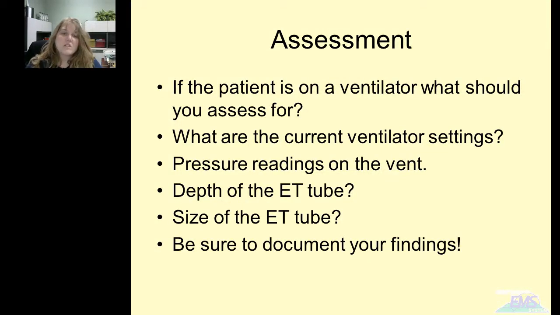So if the patient is on a ventilator, what are some things that you want to assess for, things you want to consider with the vent settings? Look at the pressure readings on the vent. It's very important to look and evaluate where the depth marker is on your intubation tube and the size of the ET tube. And whatever you find, you want to document it very thoroughly. So let's talk a little bit about ventilator management.